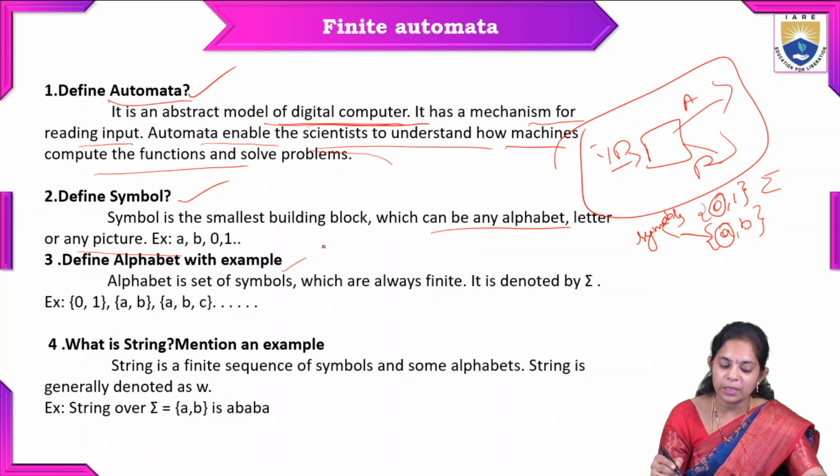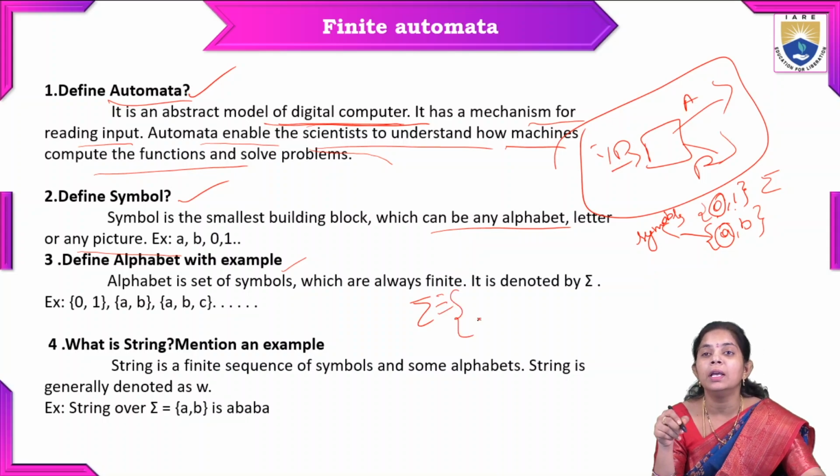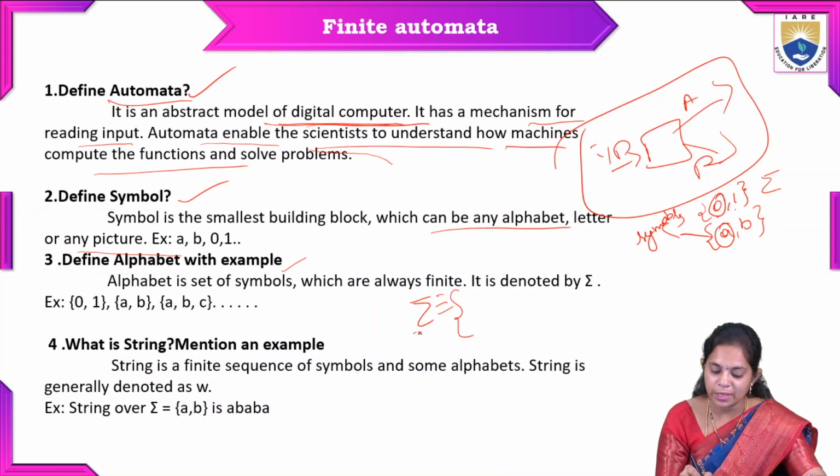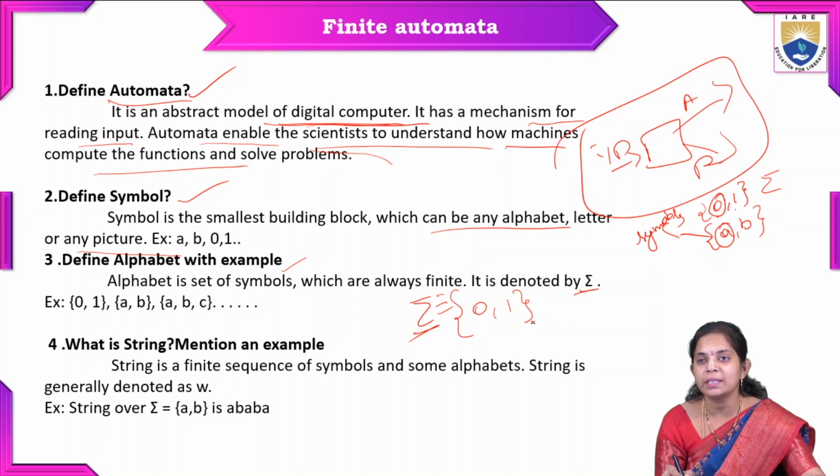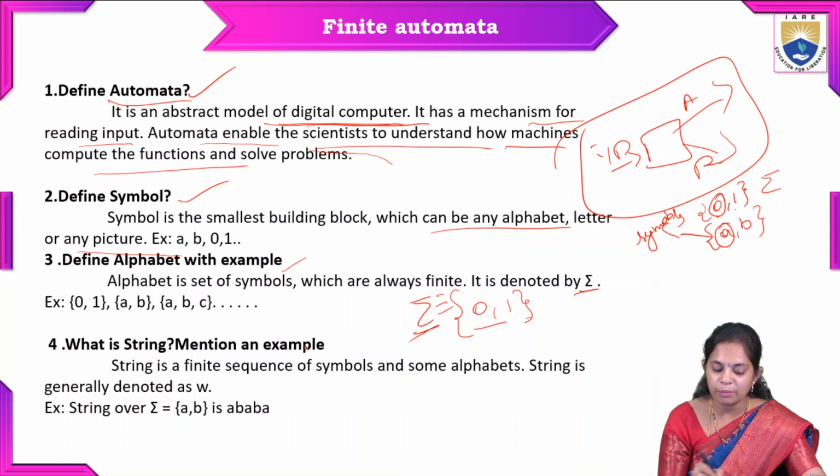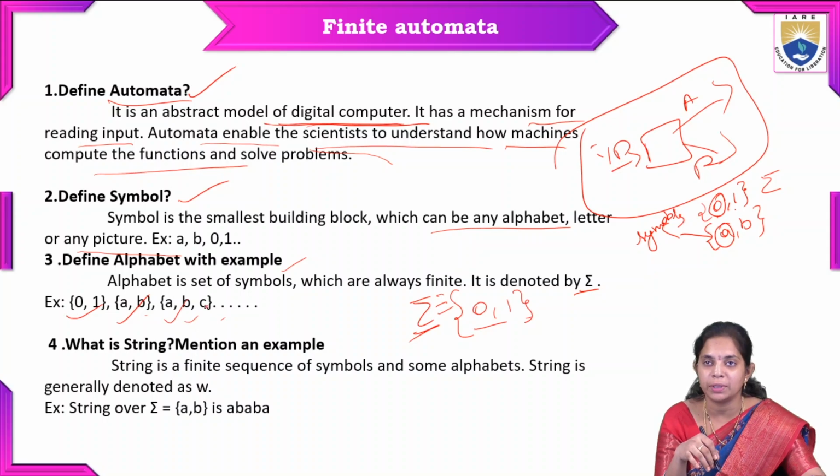And what is meant by alphabet? Whenever there are many symbols, they all come under one category. That is nothing but the alphabet, and it is denoted by sigma. These are examples of an alphabet. Sigma, which has a number of symbols, is represented as an alphabet.